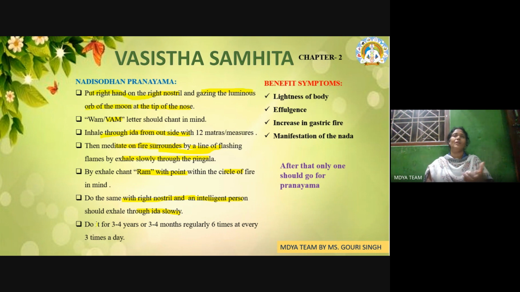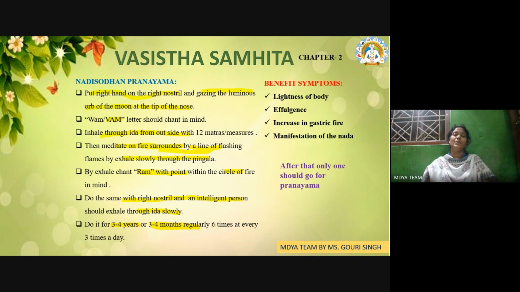Maybe in this way he is trying to say, because 3 to 4 years is also mentioned, 3 to 4 months is also mentioned. Maybe Vasishtha is telling that if one does it properly and practices regularly, it will take 3 to 4 months. If one does not do it properly, maybe it will take 3 to 4 years. But both are mentioned in the slokas, when a yogi does the practice regularly.